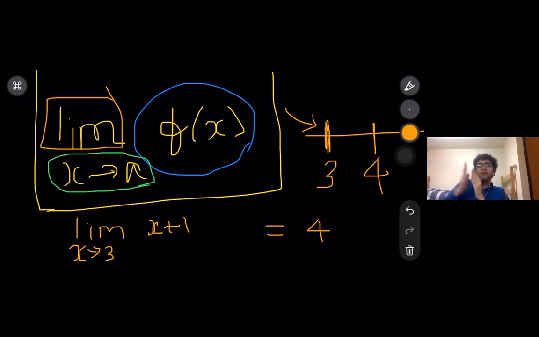So as I come closer and closer to 3 from the right side, it still approaches 4. Right? So we are good either way. That is why I have written it like that. I've written it as limit x tends to 3, x plus 1 equals 4.